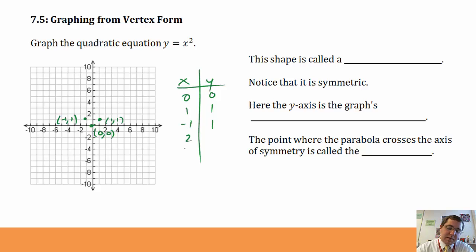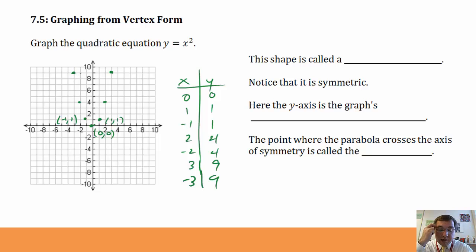What happens when x is 2? Well, 2 squared is 4, so y is 4. 2, 4. What happens when x is negative 2? Negative 2 squared is also 4, positive 4. Okay, what happens when x is 3? 3 squared is 9, so y is 9. And when x is negative 3, we also get 9.